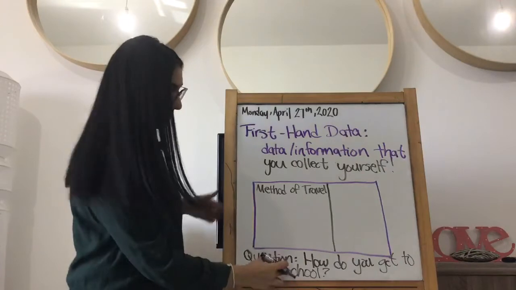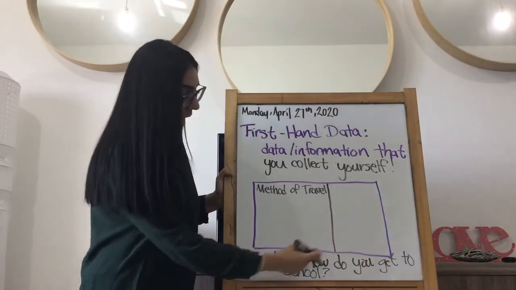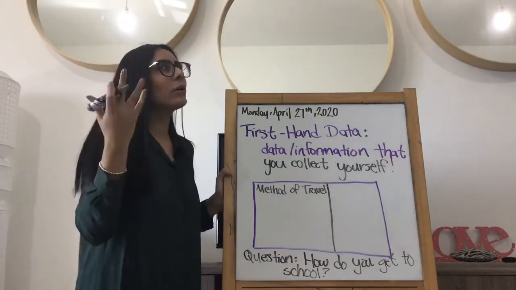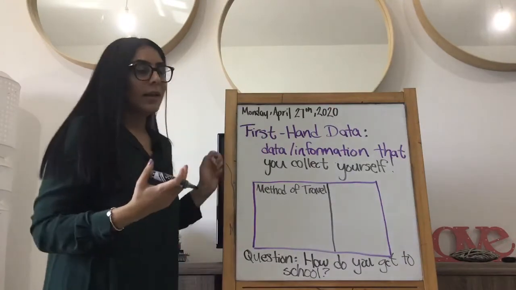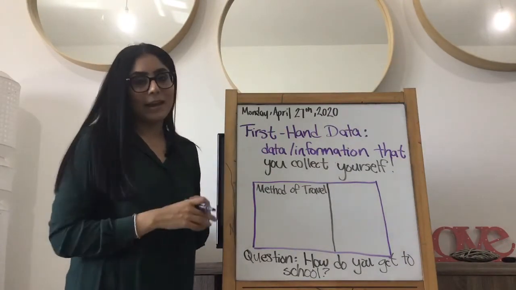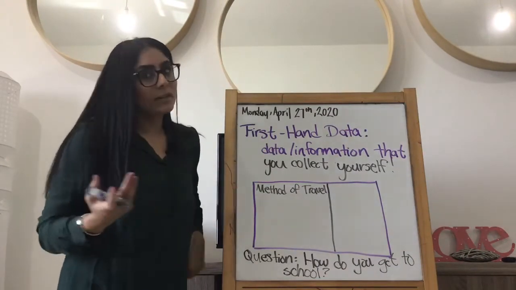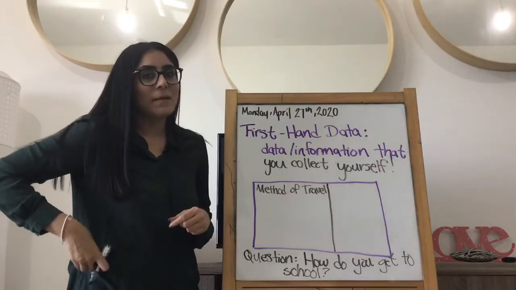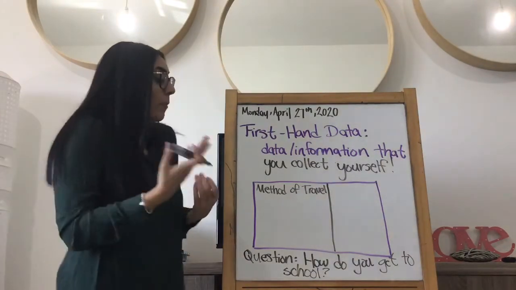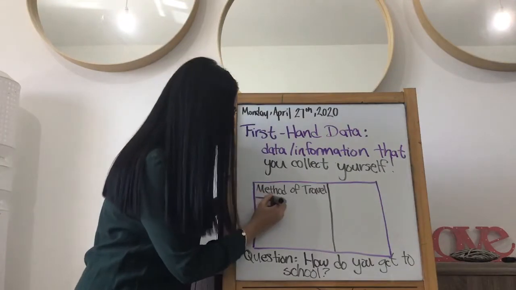My options are related to the question. So if I'm saying how do you get to school, my options would be, well, how are some possible ways people get to school? I'm obviously not going to have airplane and trains because I doubt any of our friends are coming on a train or an airplane, right?